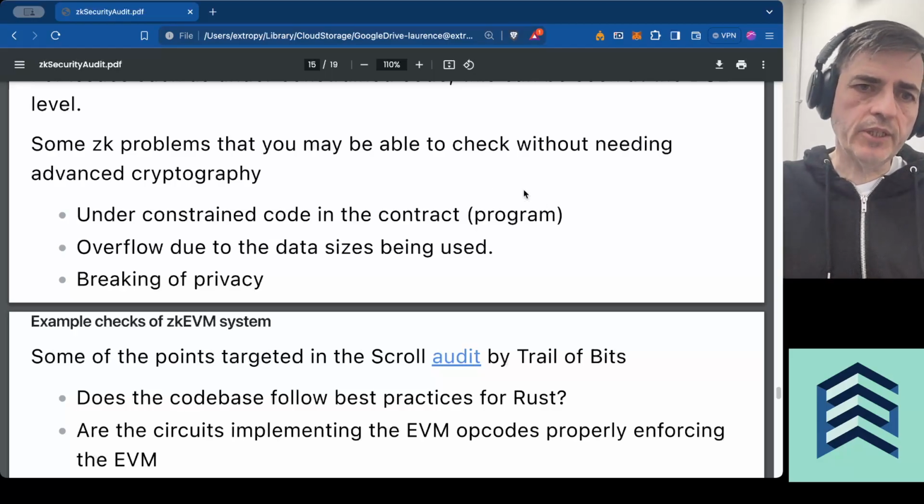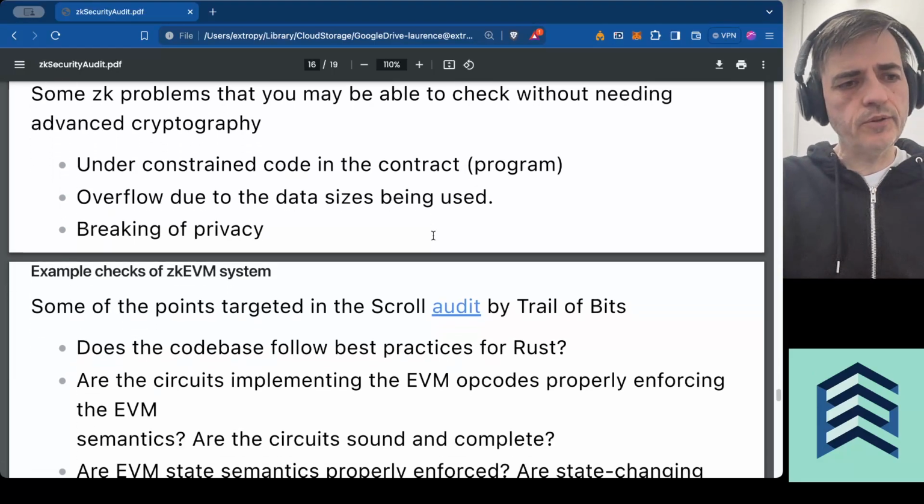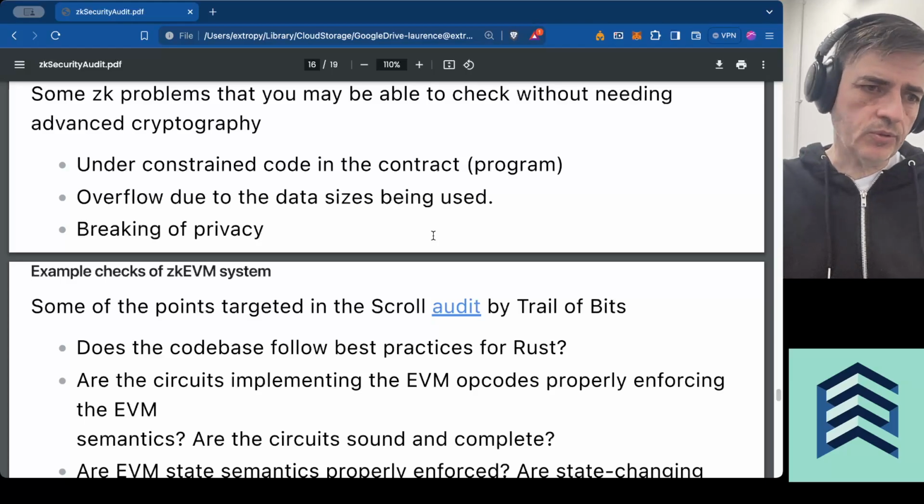And then, of course, the breaking of privacy. If you have some secret inputs, you need to be sure that those are not being leaked, or in some way maybe being reused in the application, that would make them visible to the verifier.